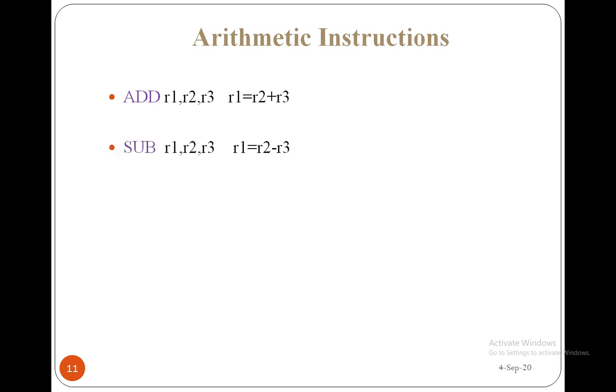sub r1, r2, r3. Here it performs r2 minus r3 and the result is stored into r1. Here multiplication, mul r1, r2, r3. Here it multiplies r2 and r3, and the result is stored into r1.